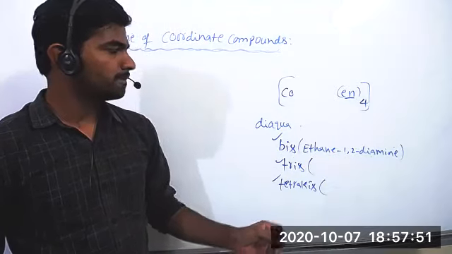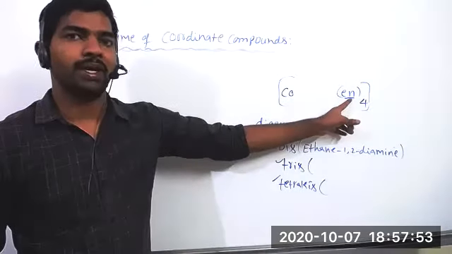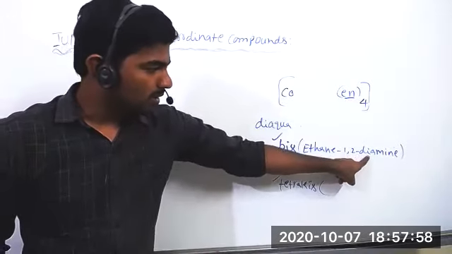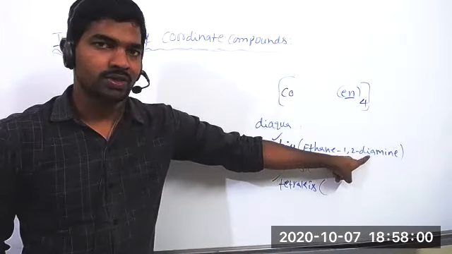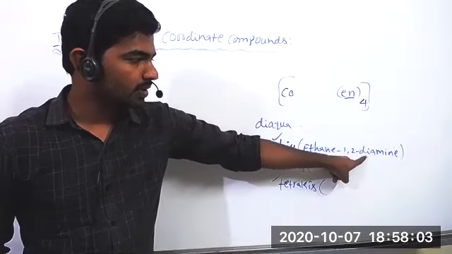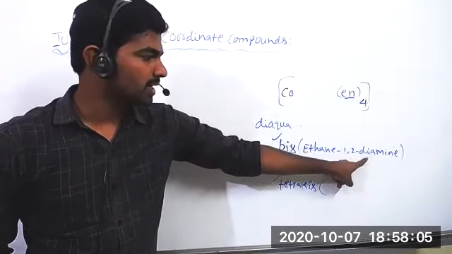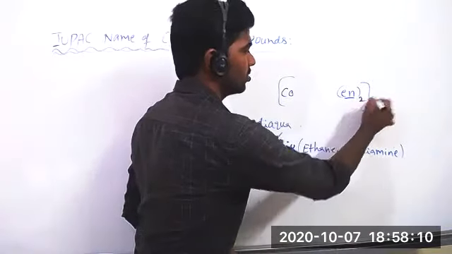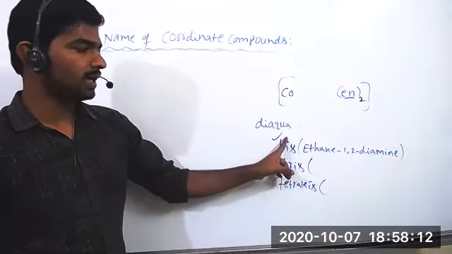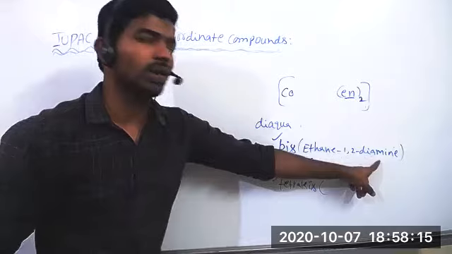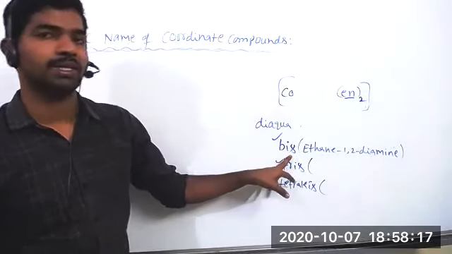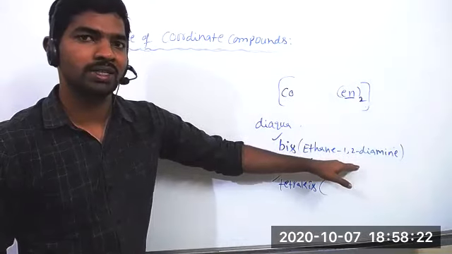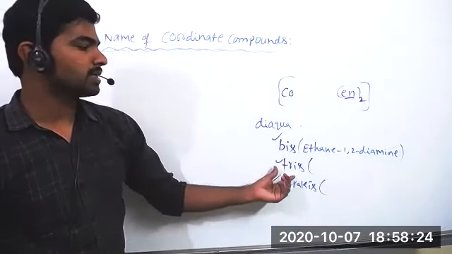I didn't understand. Suppose in the name of the ligand, en is the ligand. Already in that name a numerical prefix is involved. See here, di is involved. Di is a numerical prefix. It is already involved in the name of en. But again here 2 is there. So we should not write diethane 1,2 diamine. We have to write bis. If in the name of the ligand numerical prefixes are already involved, we use bis, tris, tetrakis.